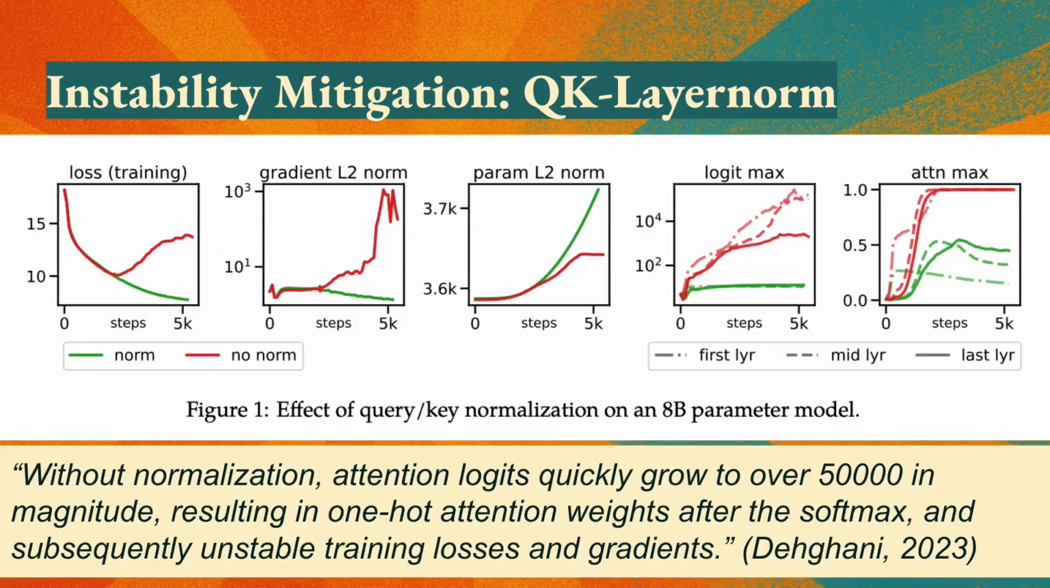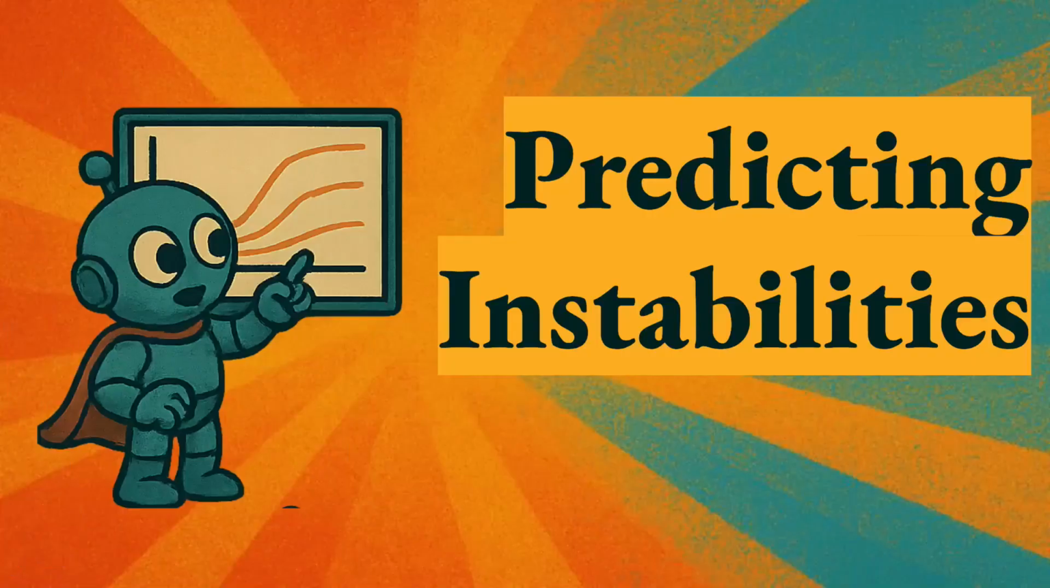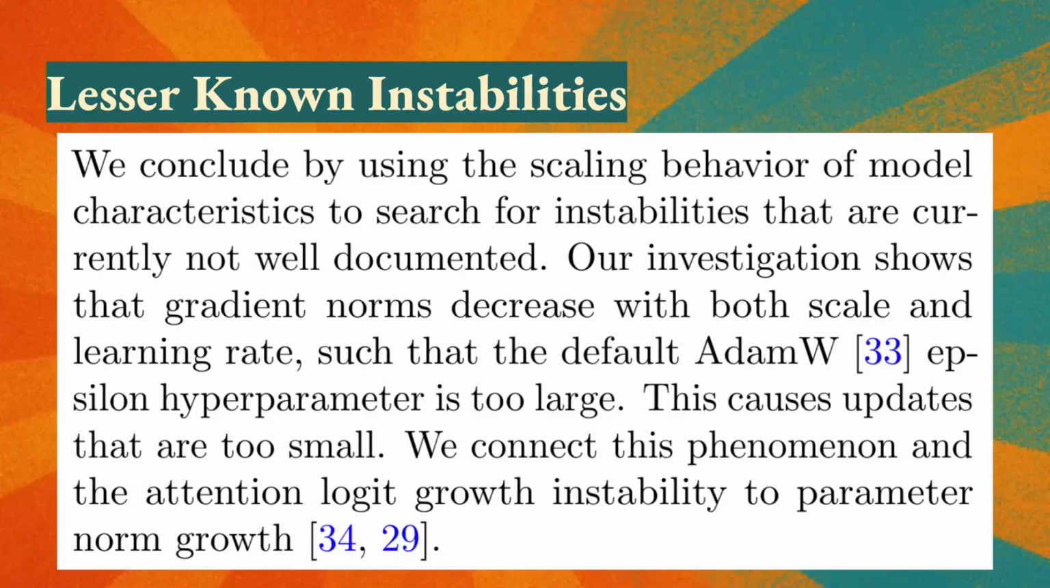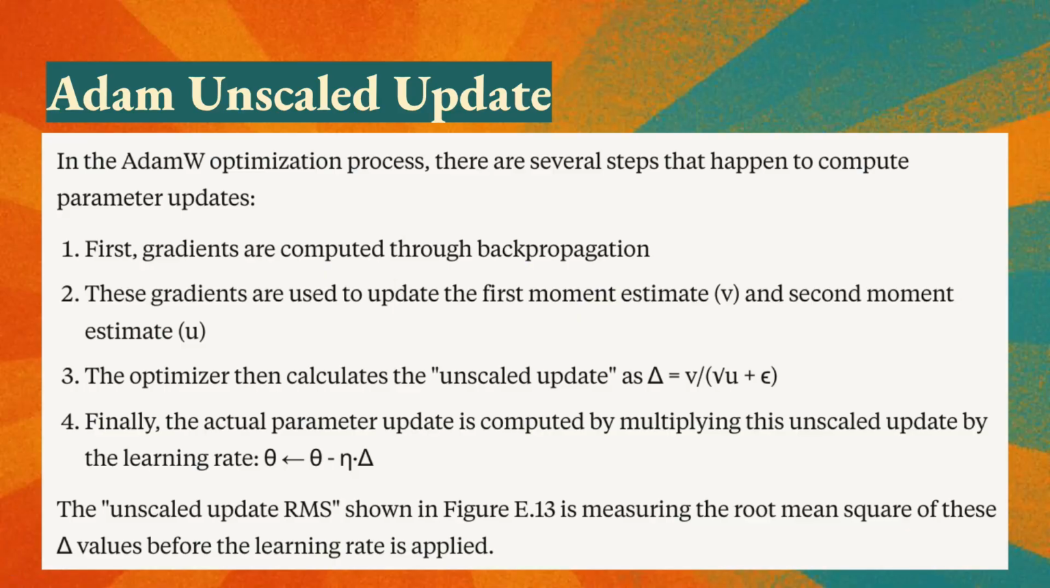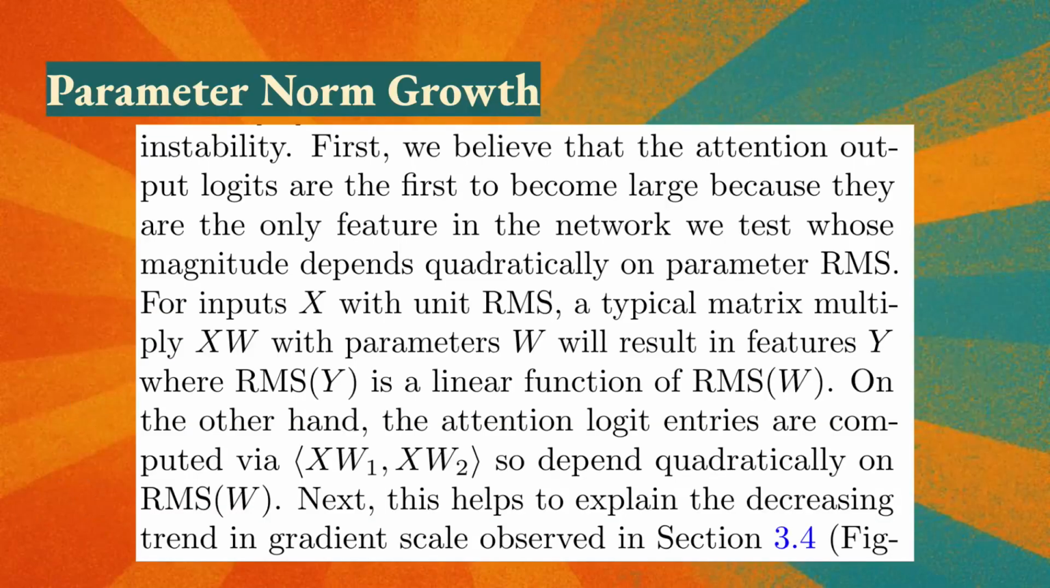So that's kind of how I understood this hypothesis. Apologies for the blurry skipping of slides. But we believe, so this hypothesis, that the attention output logits are the first to become large because they are the only feature in the network we test whose magnitude depends quadratically on parameter RMS.